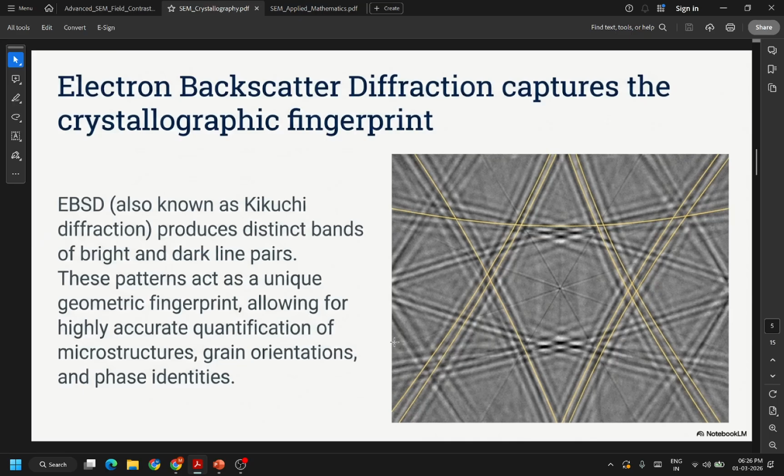Next is a method called electron backscatter diffraction, or EBSD. It is able to give us the information of the crystallographic planes. It is also called Kikuchi diffraction. What it does is produce distinct bands of bright and dark line pairs, and these patterns act as a unique geometry fingerprint. So they allow for highly accurate quantification of microstructures, gradient orientation, and phase identities.